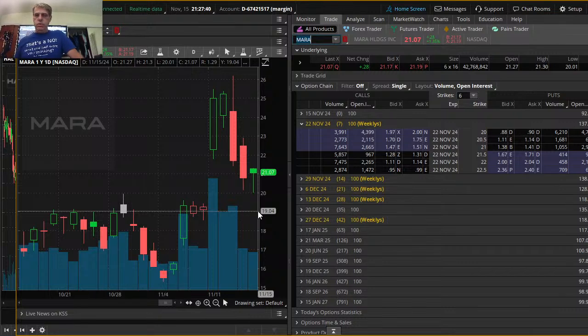Marathon. 21.19. The 21s are going for 1.47. Currently, the 21s are going for 7%.